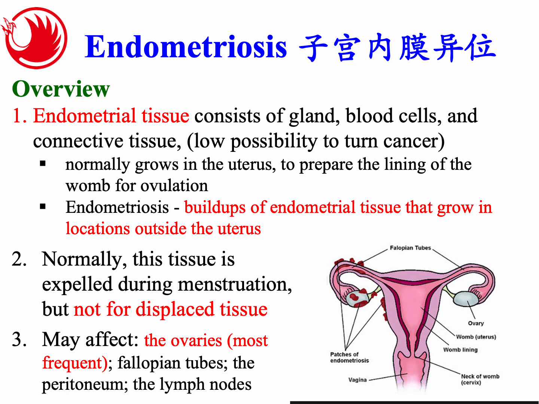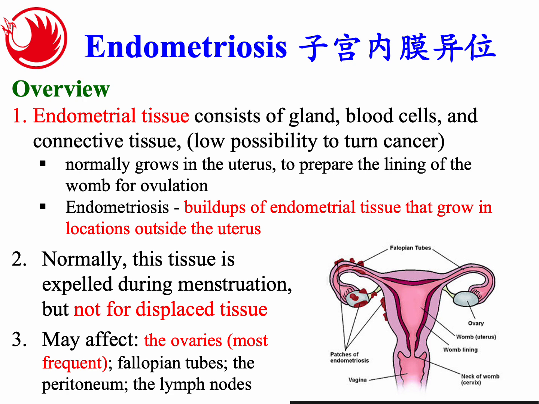The other one is the peritoneum. This is the lining of the abdominal cavity, and it can have endometrial growth also. The peritoneum is a membrane lining the wall of your abdominal and pelvic cavity. The next one is the lymph node, which can also be a site for endometrial tissue buildup.